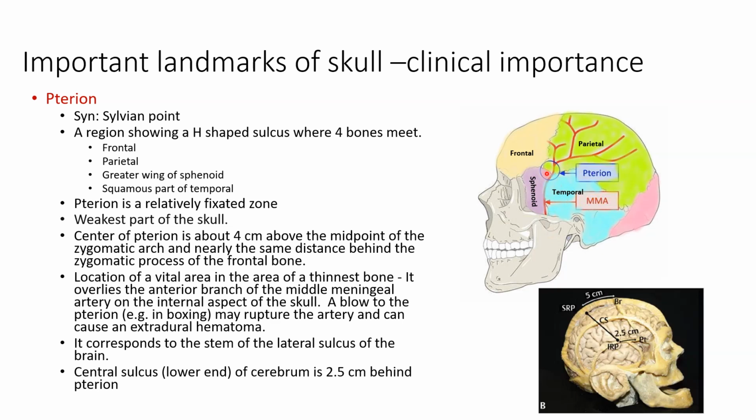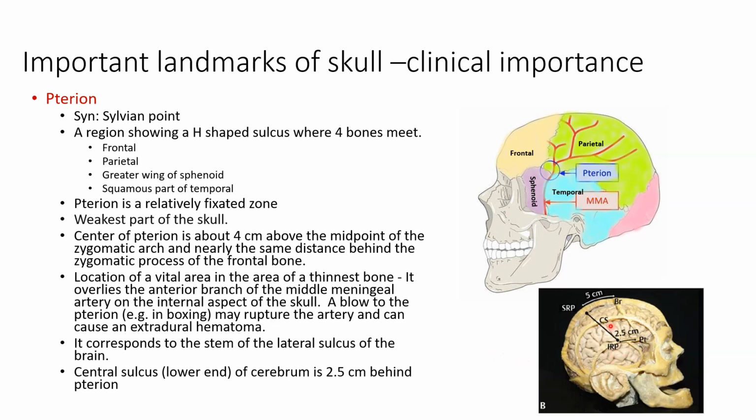The structure lying underneath it is the anterior branch of the middle meningeal artery, which is seen on the inner aspect of the skull at the region of the pterion. If there is a blow on the pterion, as is the case in boxers, it may rupture the artery and cause bleeding, resulting in extradural hematoma. Another important point of the pterion is that it corresponds to the stem of the lateral sulcus or Sylvian fissure of the brain.